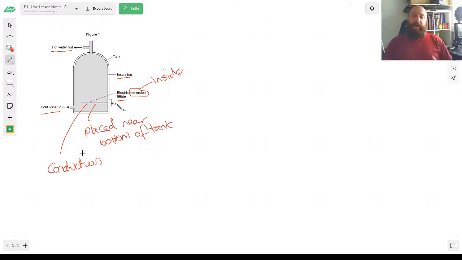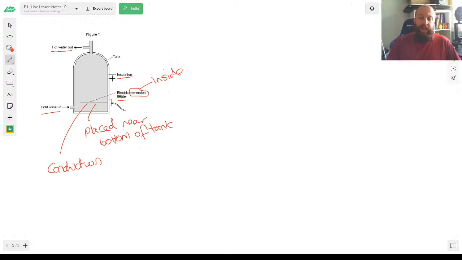And we should be able to link this back to kinetic theory. So as the electricity is going in, it is going to be transferring energy to the metal in that heater. That's going to cause the atoms in the heater to start vibrating. And as they vibrate, they're going to hit the particles next to them to make them vibrate faster as well. And as they vibrate faster, that means they've gained energy, so they're also getting hotter as well. So we've got that link between the movement of the particles and the energy they've got coming in. So that's the conduction.